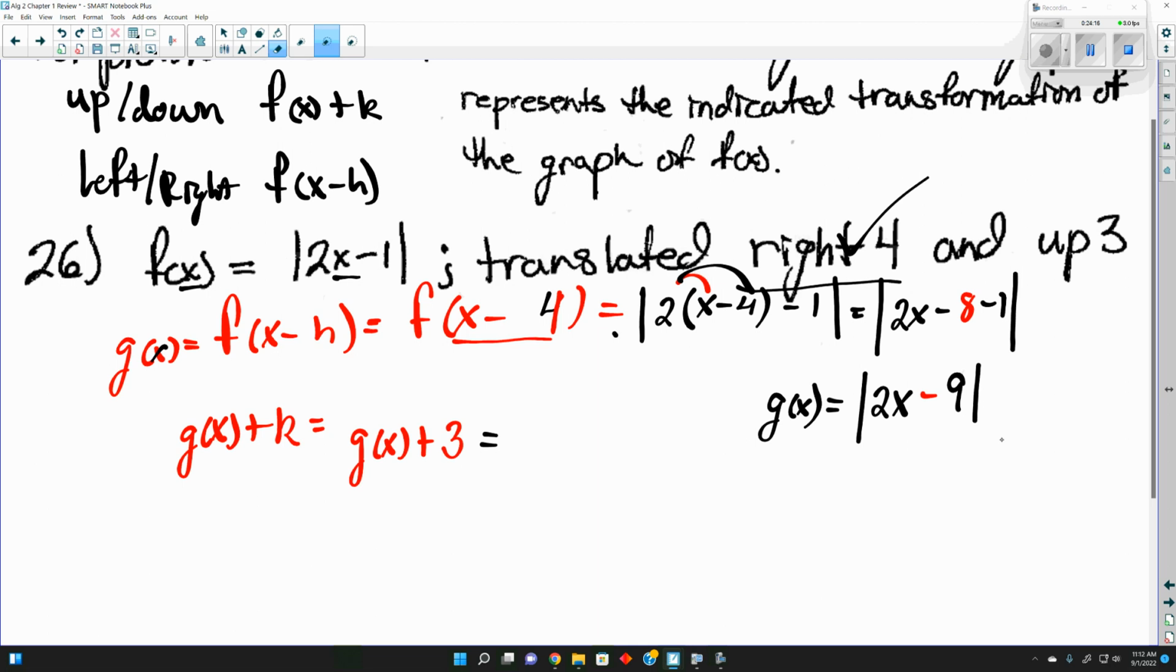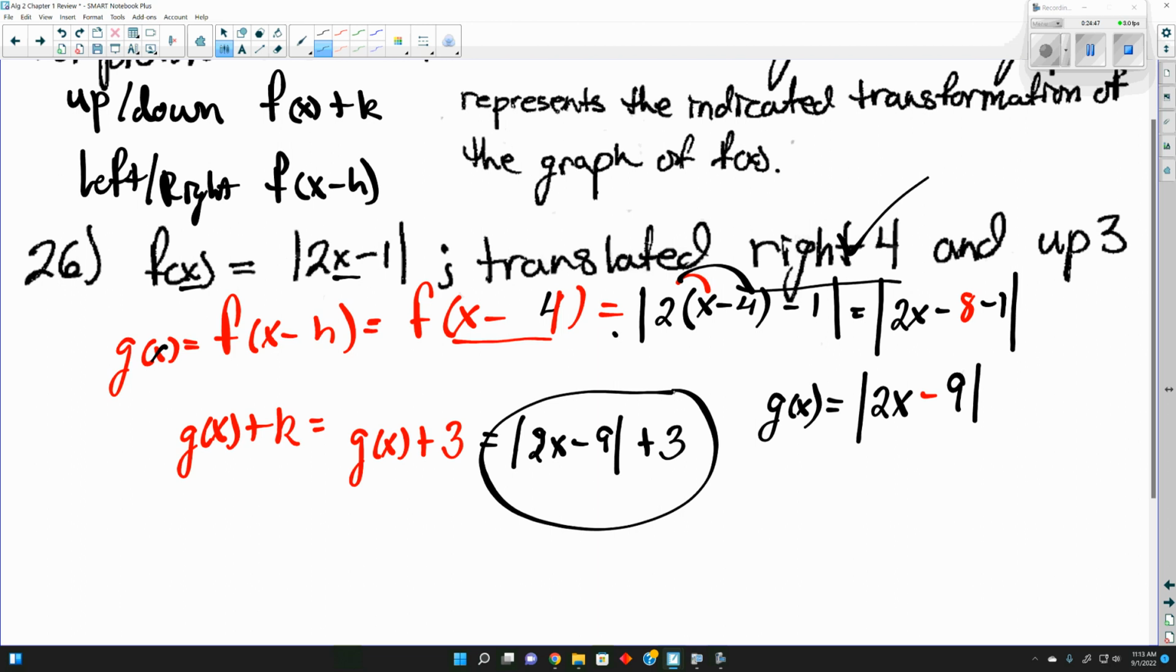The absolute value of 2x minus 9. So we'll replace g of x with that. Absolute value of 2x minus 9. I'm going to try rewriting this again. 2x minus 9. And then we have what? Plus 3, yes?